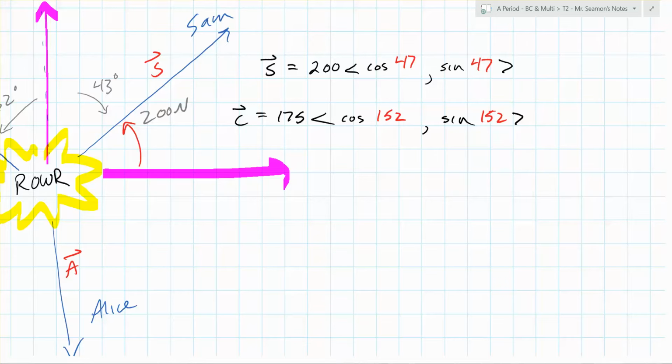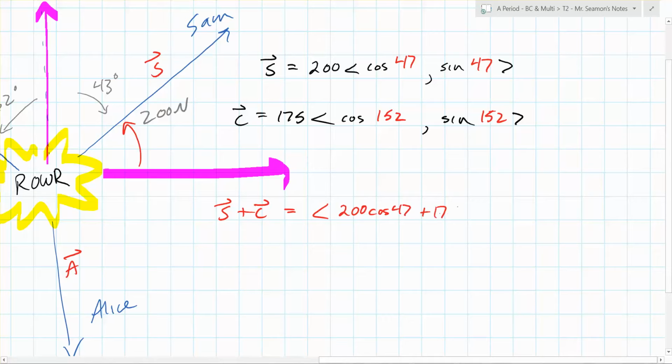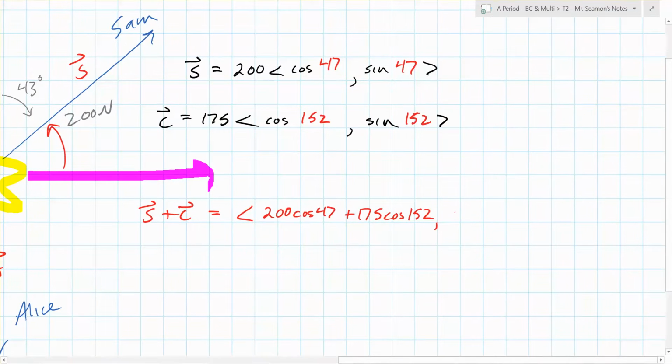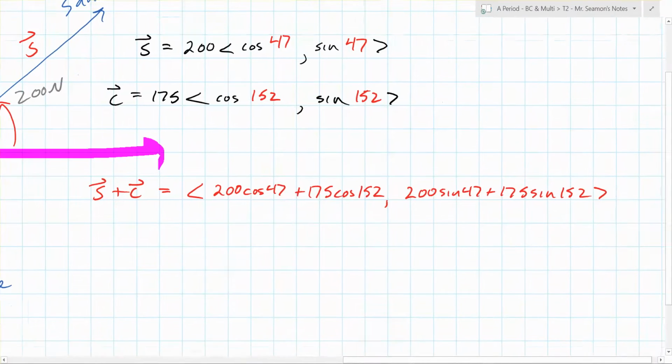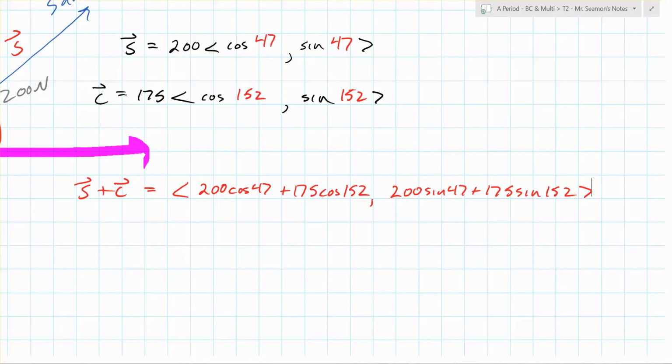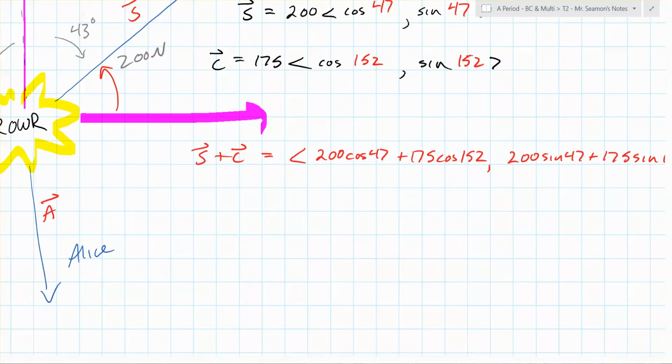So let's add these together. So we got S plus C is going to be 200 cosine 47 plus 175 cosine 152, comma, 200 sine 47 plus 175 sine 152? I need to fix the signs. No, we don't. That's why the angles are his angle. His angles do that. So then, what is our A vector going to be?